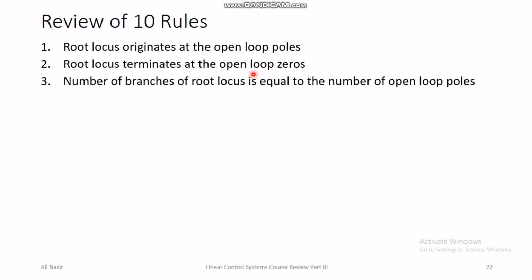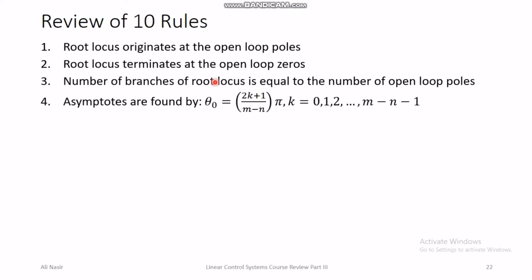The number of branches of root locus is equal to the number of open loop poles, and number of branches means the paths of poles. For example, each pole follows a certain path, so the total number of paths in a root locus will be equal to the total number of poles in the open loop system, because the number of poles in the open loop system is equal to the number of poles in the closed loop system.